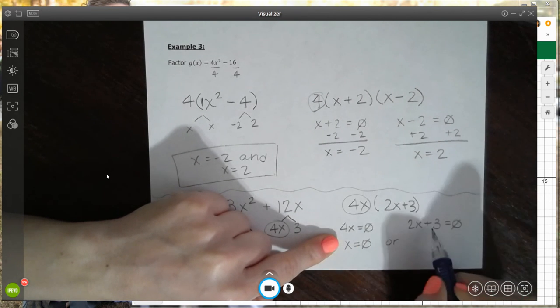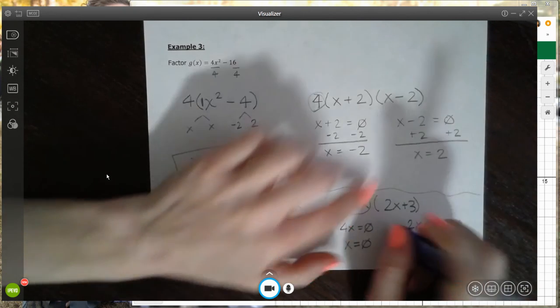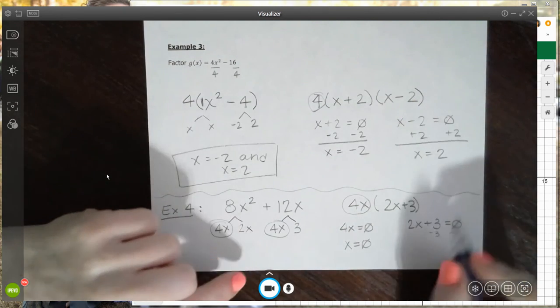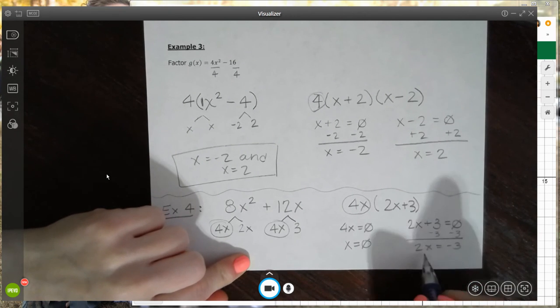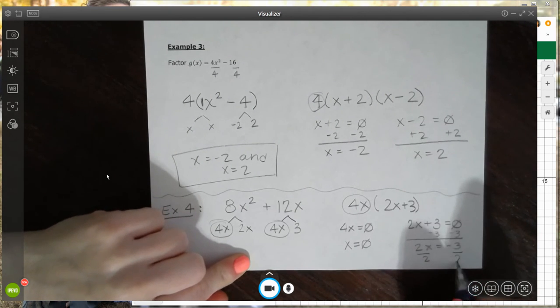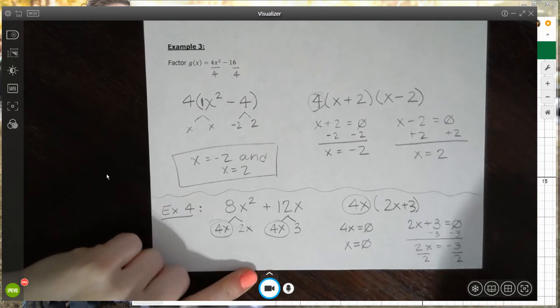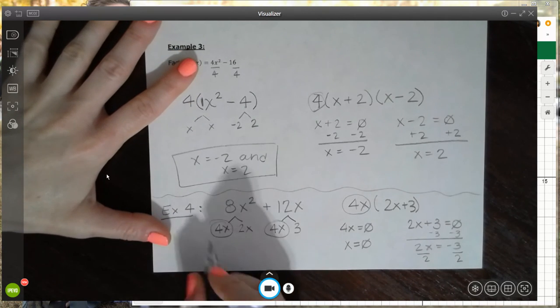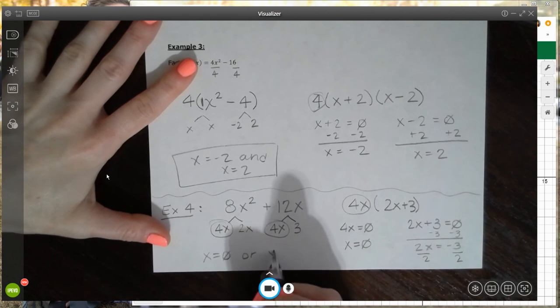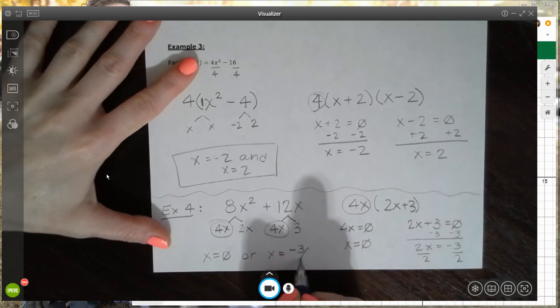Or I would subtract 3. I don't really need that yet. So I have 2x equals negative 3, and then I'm going to divide by 2. And oh yeah, by the way, it's possible that you could get fractions for answers. So I could have x equals 0, or I could have x equal to negative 3/2.